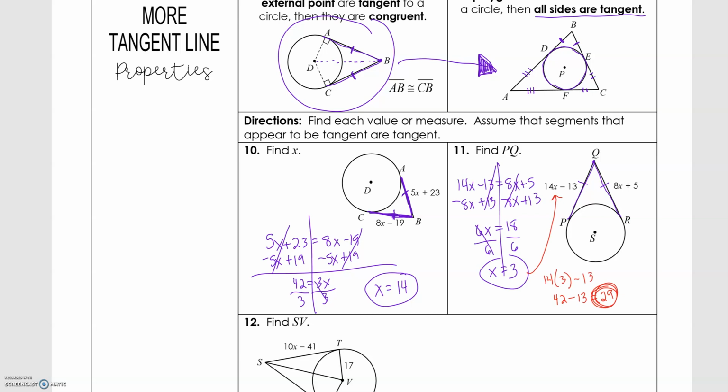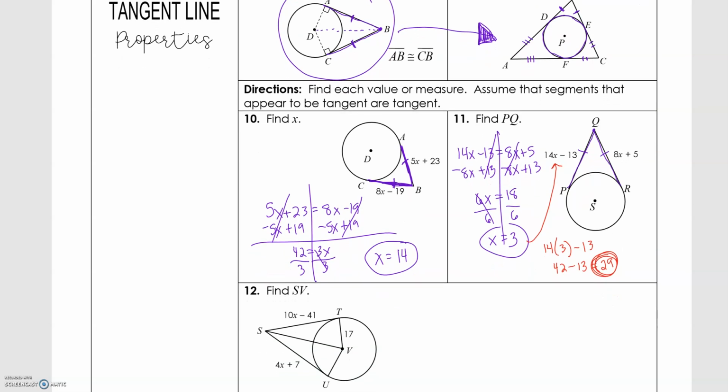Okay, so at number 11, you would get that PQ equals 29. Don't forget to plug your answer back in.